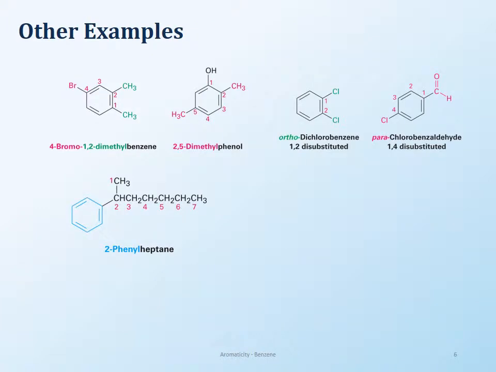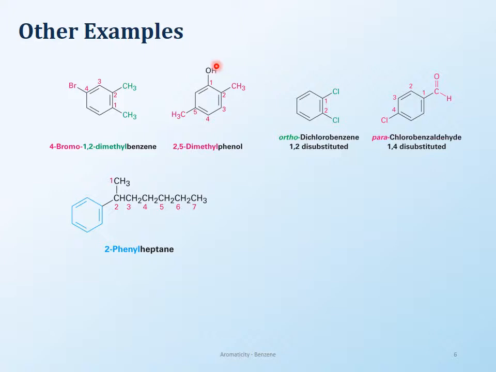Here are some other examples for nomenclature. So if you have three substituents like this, where do you start? You start closest to the branching. That's all you do, as we learned in the cyclic compounds before. So here's 1, 2, 3, 4, 4 bromo, 1,2-dimethylbenzene. Very simple, straightforward.